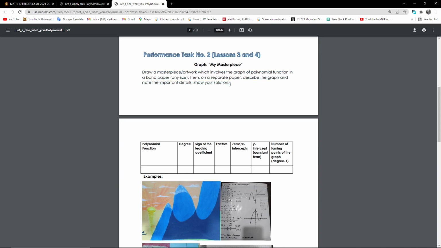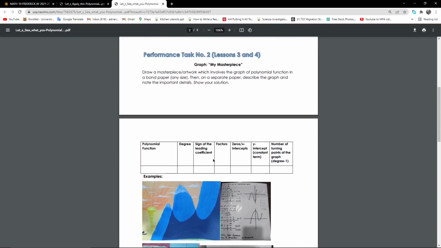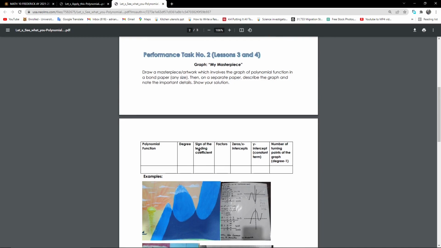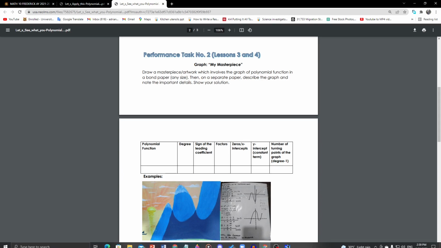Show your solution. So from this point, you draw a masterpiece or an artwork which has something like this or these drawings that involve the graph of a polynomial function. And then you describe this graph, and then you note the important details as shown in here. So we're going to make use of this table, but first I'm going to explain to you the concept of this.